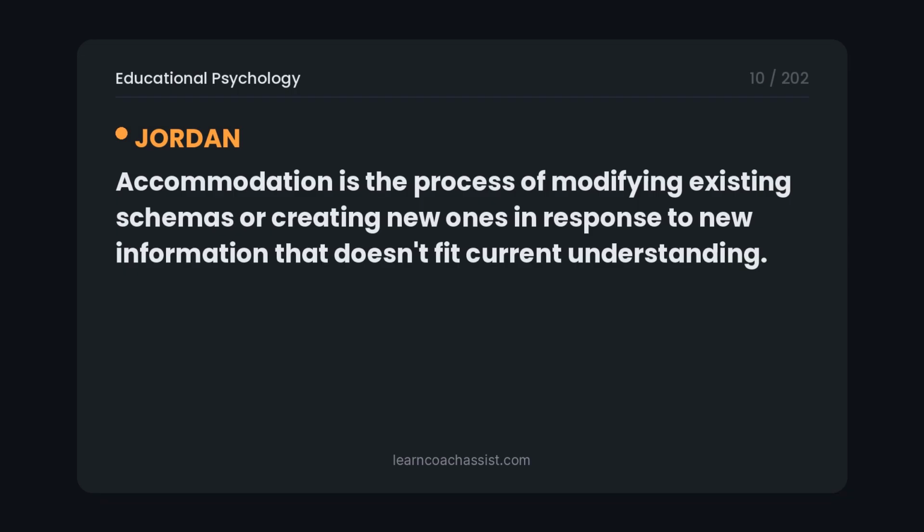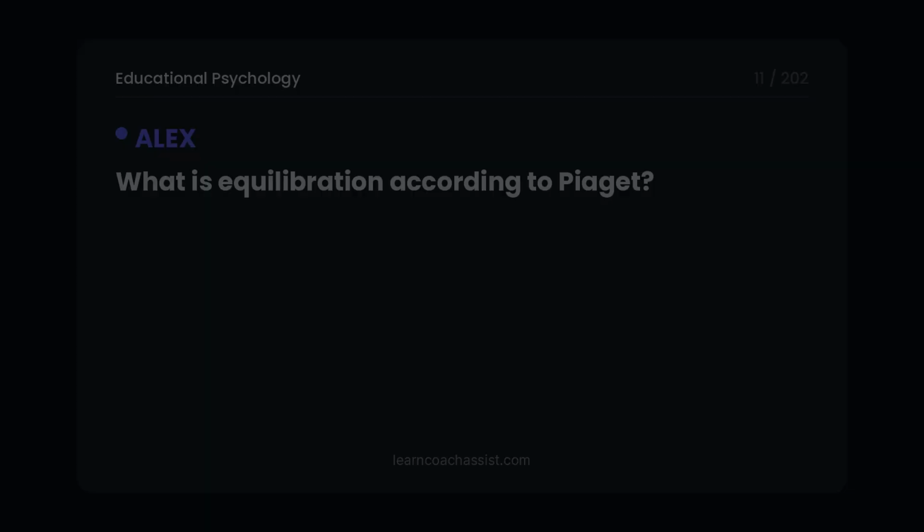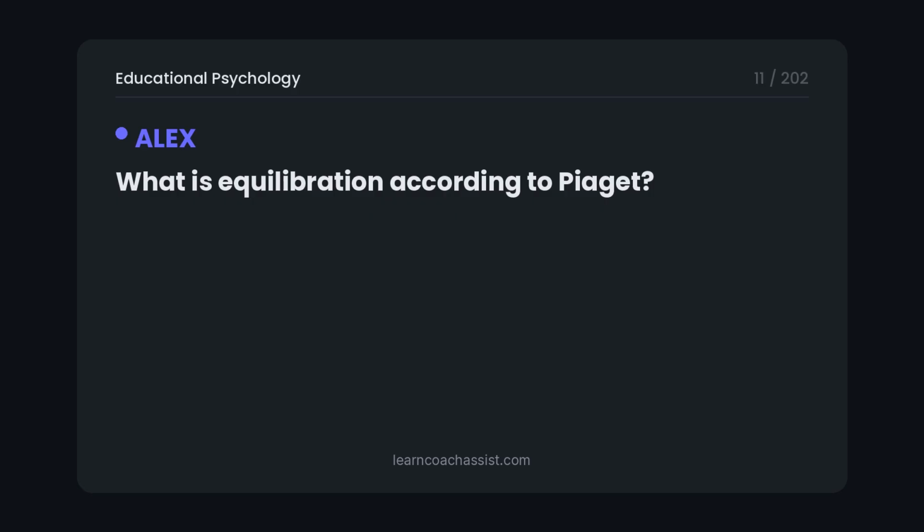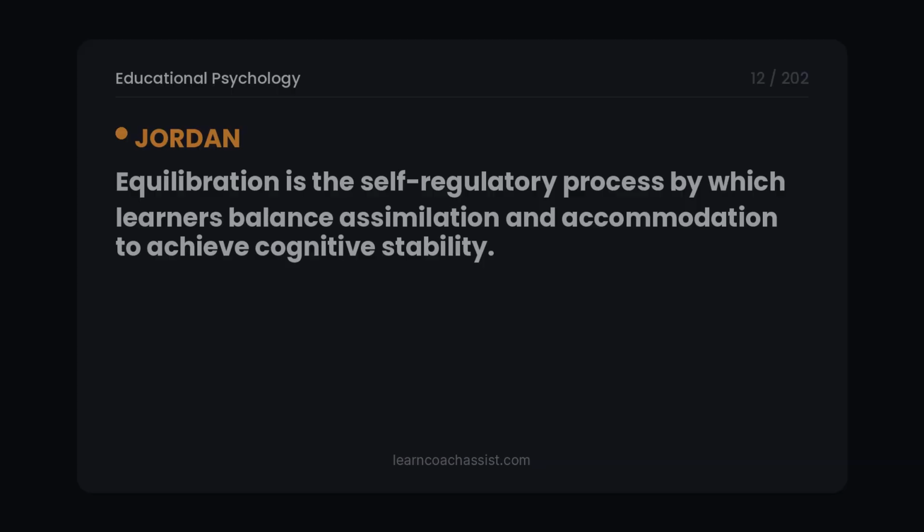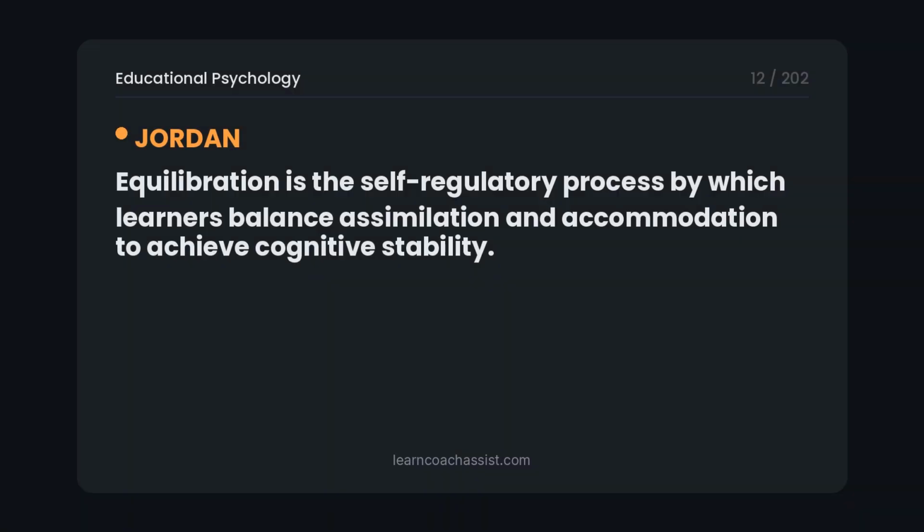Accommodation is the process of modifying existing schemas or creating new ones in response to new information that doesn't fit current understanding. What is equilibration according to Piaget? Equilibration is the self-regulatory process by which learners balance assimilation and accommodation to achieve cognitive stability.